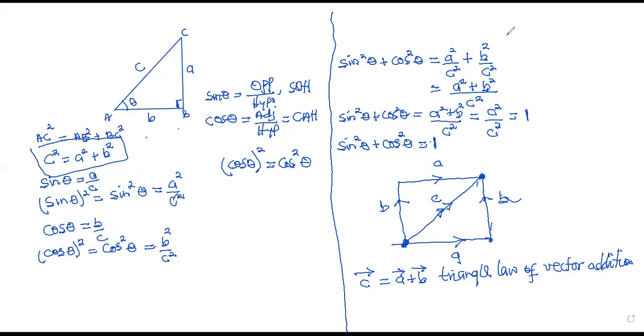Then the third side of the triangle represents the magnitude and direction of the resultant vector.